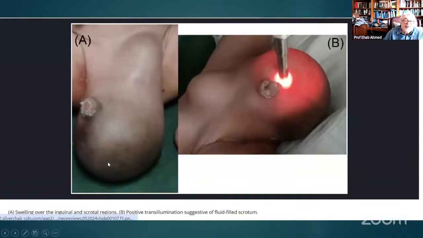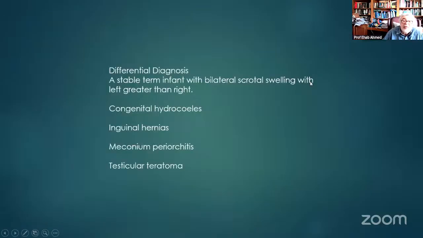This is the mass on one side, and also it is bilateral. And this is transillumination. For normal transillumination, as you see in hydrocele, all the scrotal sac should be transilluminated. If part of the sac is dark, this is not normal. There is something wrong. And this is going to rule out hydrocele.